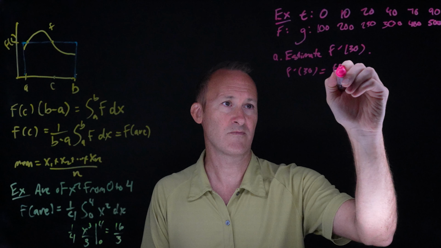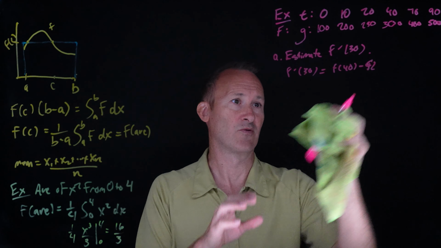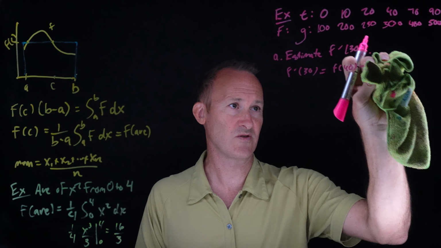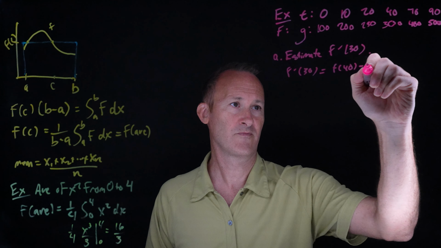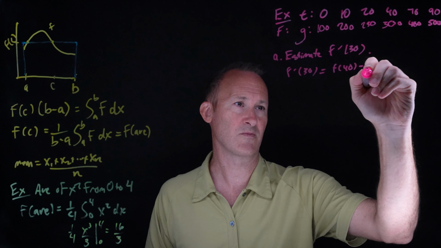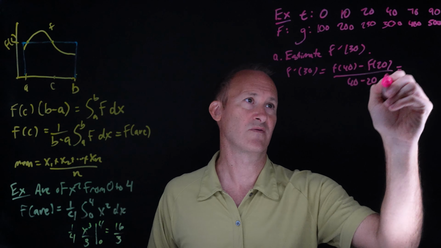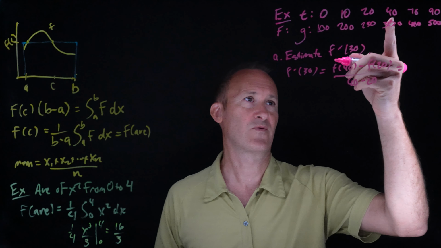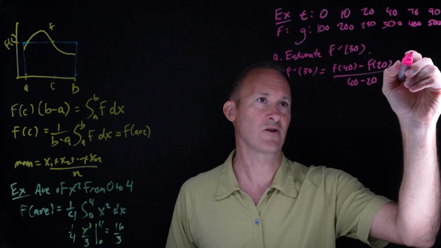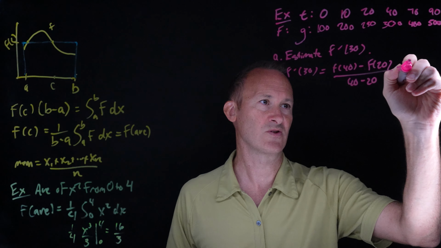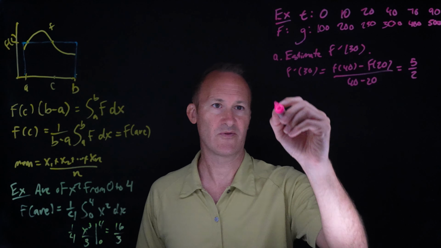It's f of 40 minus f of 30 all over 40 minus 30. This is just using the general slope formula, kind of like the pre-calculus slope formula. You find a point in the middle, so it's f of 40 minus f of 20 over 40 minus 20, and then we just plug in the values we have. Well, 40 minus 20 is 20, which is the denominator. The numerator here would be 50, so it's 50 over 20, which is 5/2. So that is how we would estimate f prime of 30.